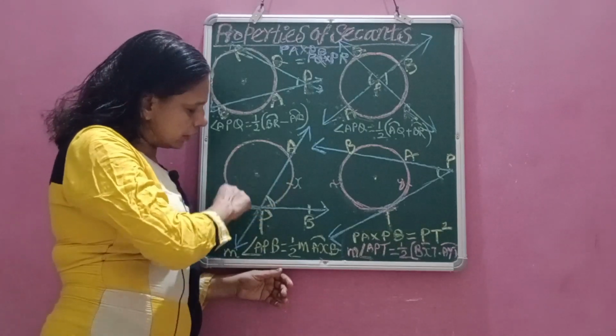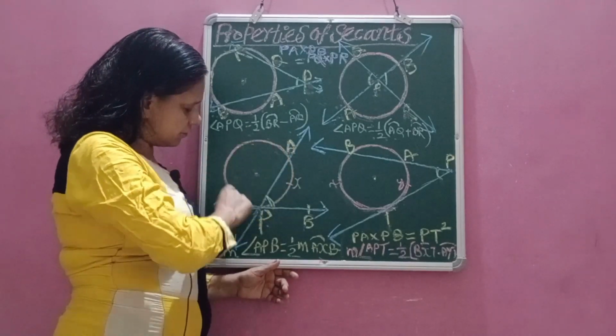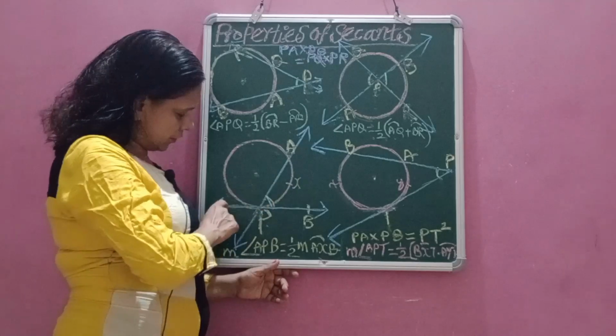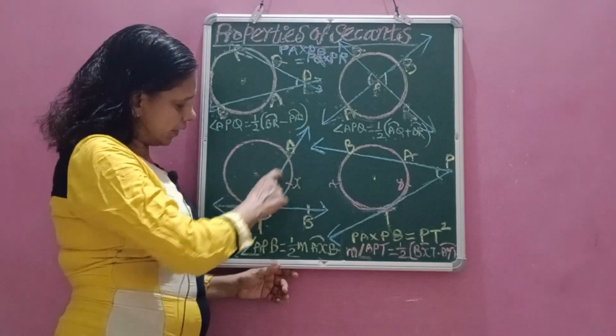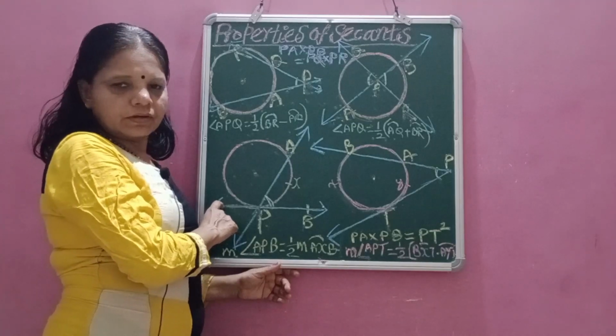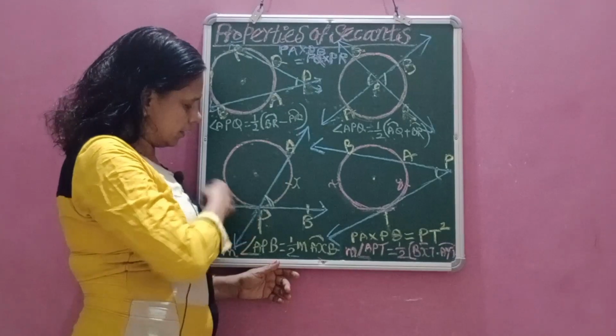You can take the other side also. Half the measure of this major arc will be, suppose there is a point C here, the measure of angle APC. Clear? Understood? The same case it is. One secant and one tangent.